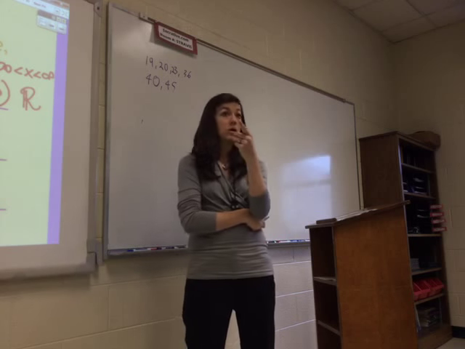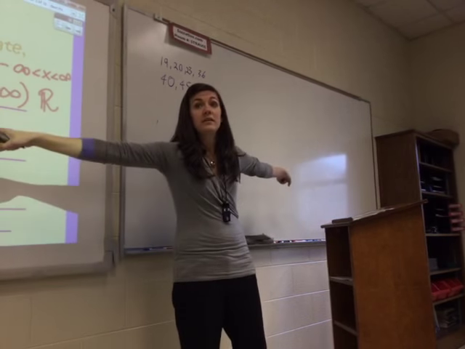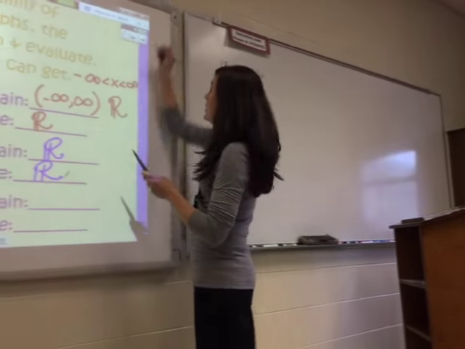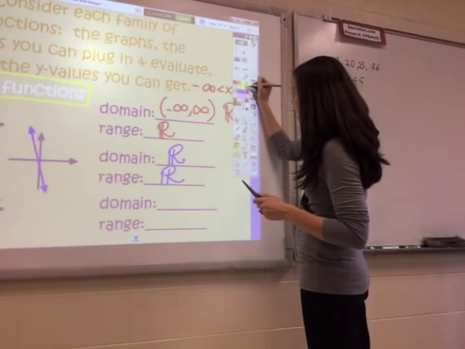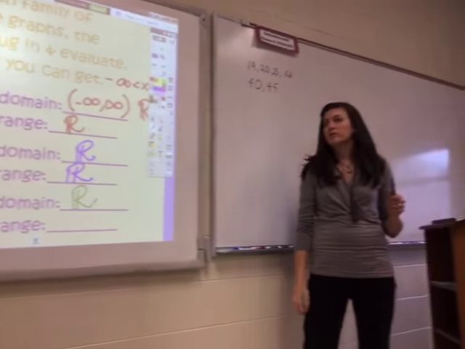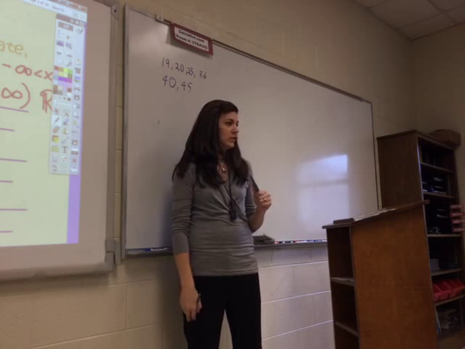Domain is the same. Good. Why is the domain the same? It's still moving this way, infinite, right? That's what those arrows mean. So the domain, let me get my green. The domain is still this. What changes? The range. What's the range?